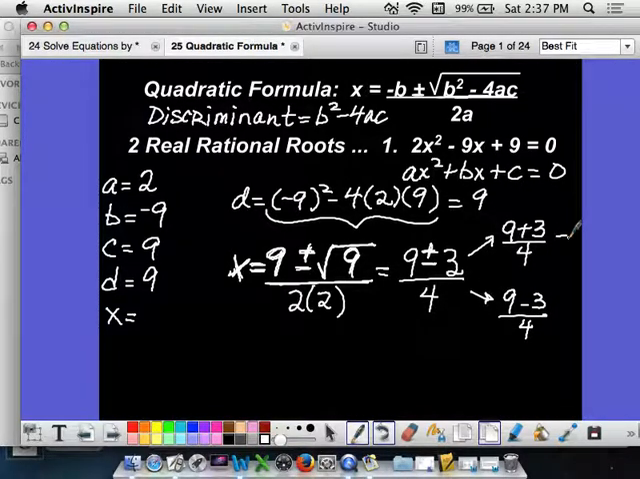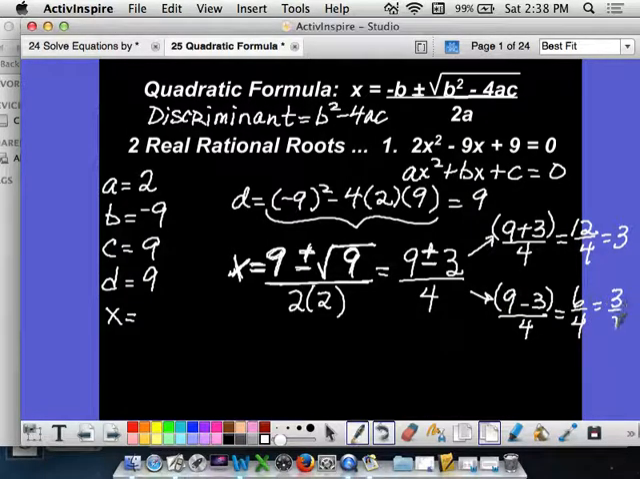Then when I'm figuring these out, if you type them in your calculator, you have to be very careful that you make sure that your calculator knows this whole thing is the numerator. So this is 12 divided by 4, which is 3. 9 minus 3, telling your calculator that's all together, is 6 divided by 4, and that reduces to 3 over 2. So my final answer for x is 3/2, 3.